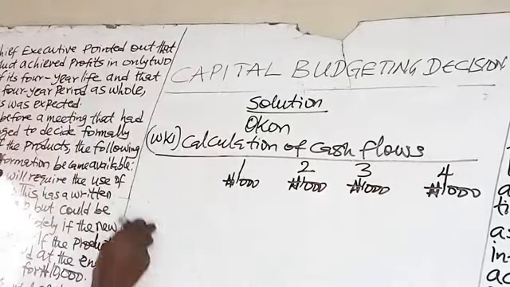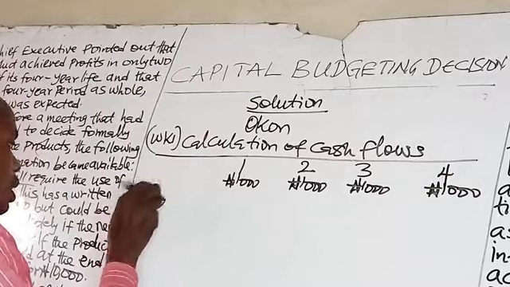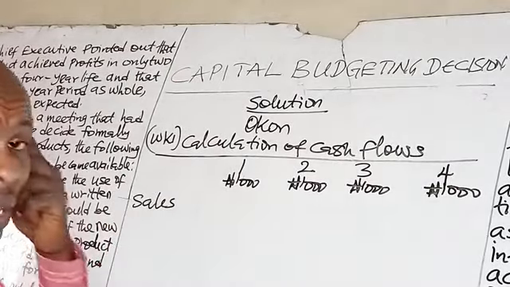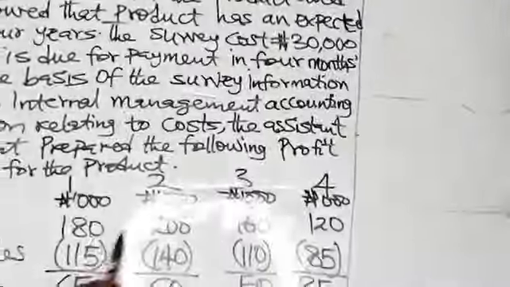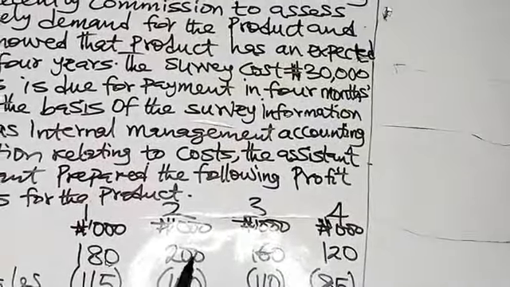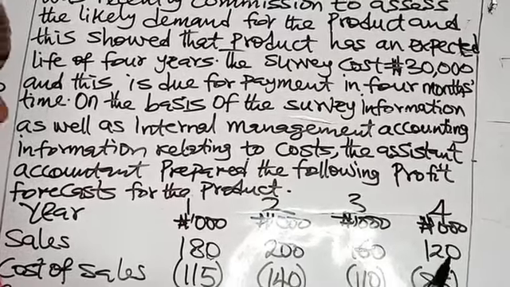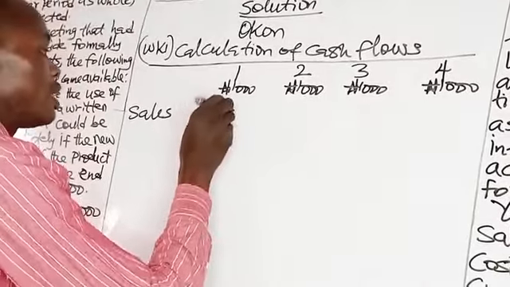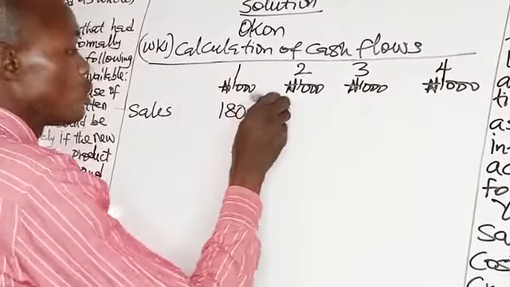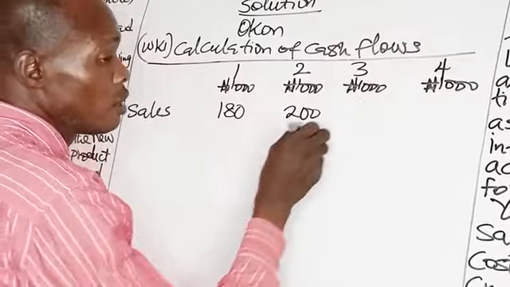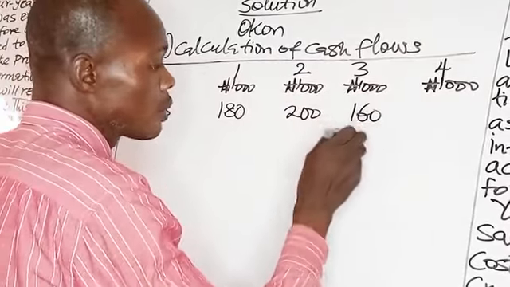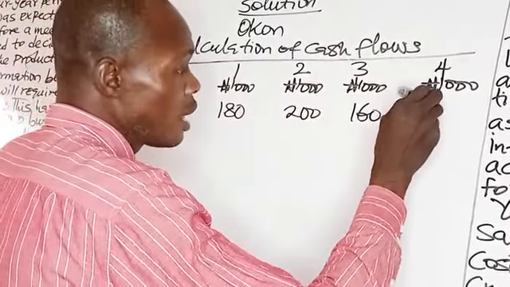Sales: 180 for year 1, 200 for year 2, 160 for year 3, 120 for year 4.